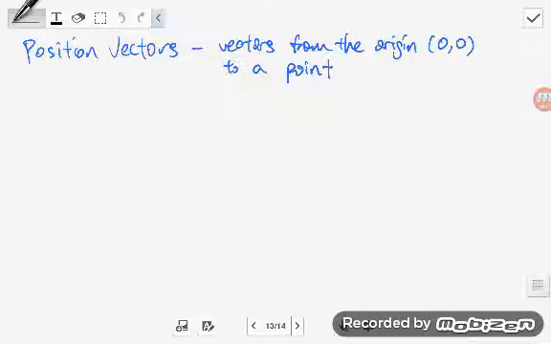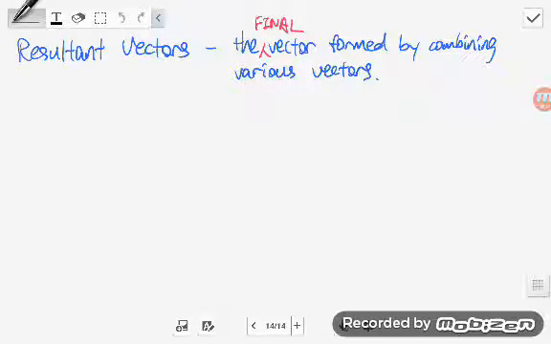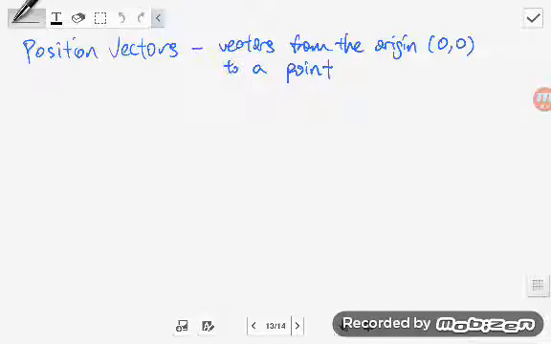Hi, in this video I'm gonna go over two things with you guys. The first is called the position vectors, and the second one is called the resultant vectors. The concepts of these two types of vectors are relatively easy, so let's get started.